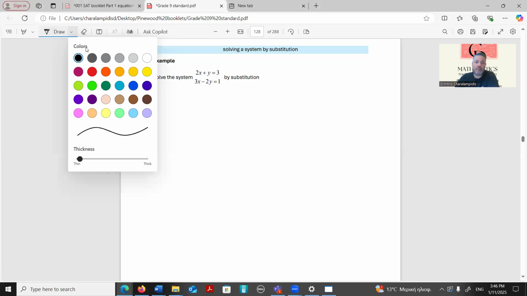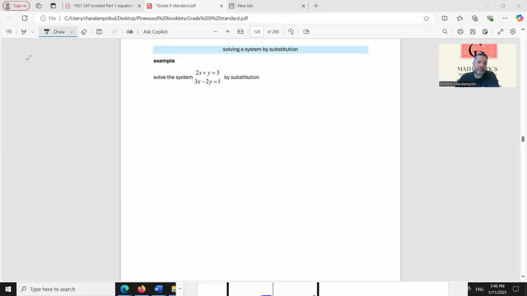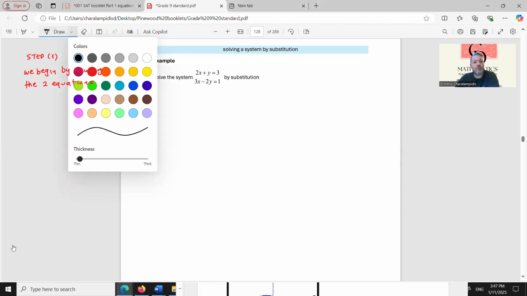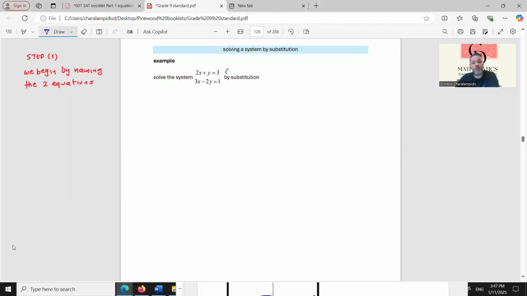I'll begin. Let's mention that in step 1, we begin by naming the two equations. So from now on, the top one here will be referred to as equation 1, while the other one will be equation 2. Then it's time to move to step 2.